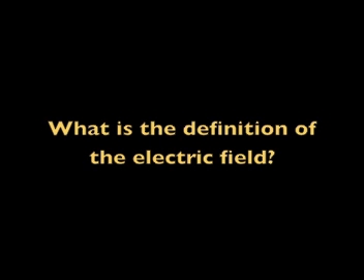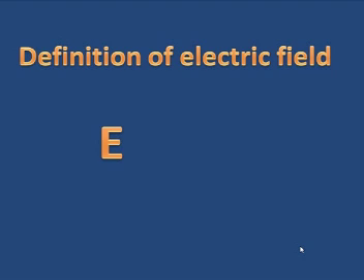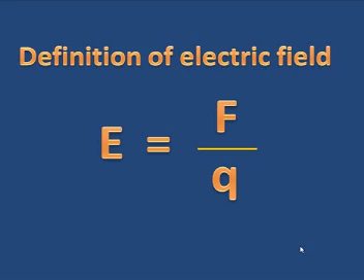What is the definition of the electric field? And the answer is the electric field, which is a vector, is the force per charge, newtons per coulomb. It is a vector, and you test with a positive test charge.